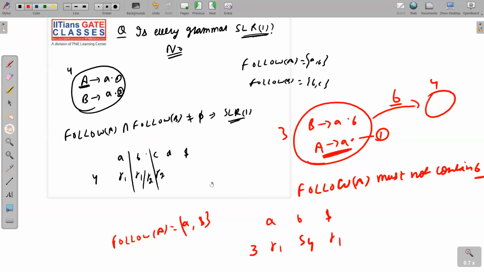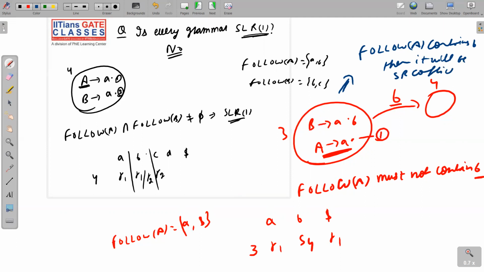Are you able to follow now? So if follow of A contains B, then it will become an SR conflict. Let me write it properly: follow of A contains B, then it will be an SR conflict, or SLR1 fail. Please try to follow it, and I'm jumping to the next slide now.